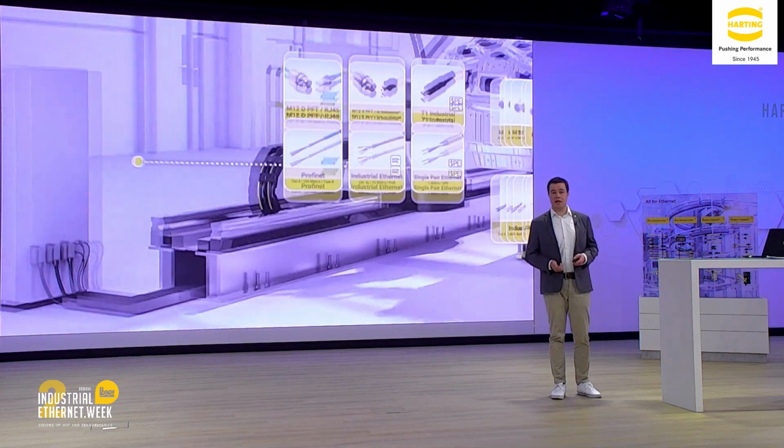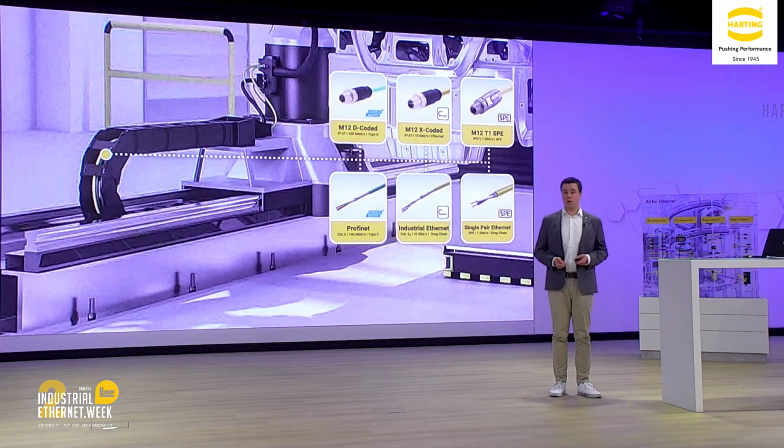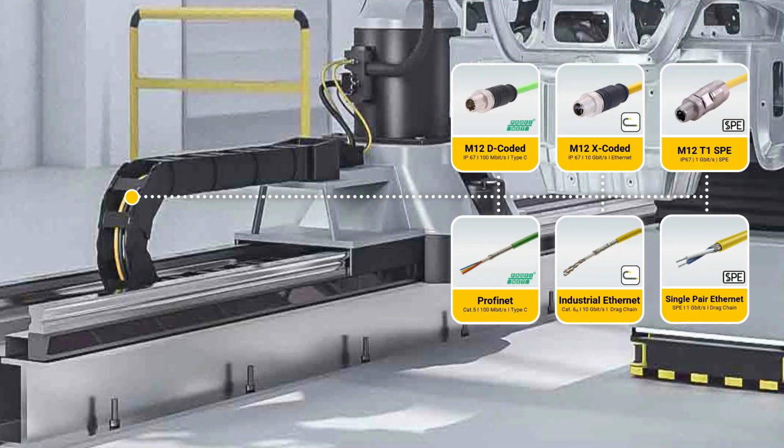Here, for example, a typical application is a drag chain, where the cables are forced into a guided movement. So here we have millions of bending cycles, and therefore the cable needs to be specially designed. Here, for example, the Profinet Type C with a trailing variant is suitable to fulfill all of these requirements.